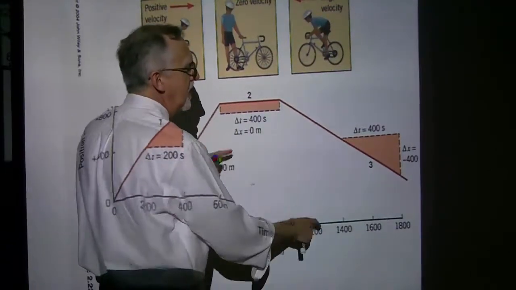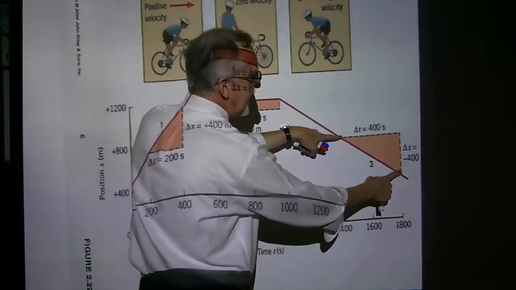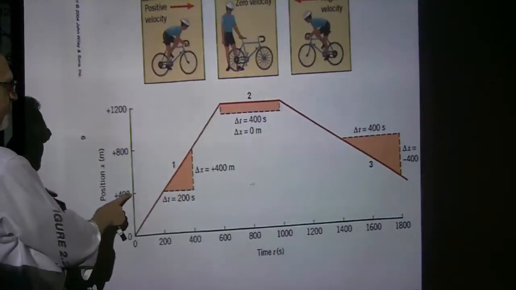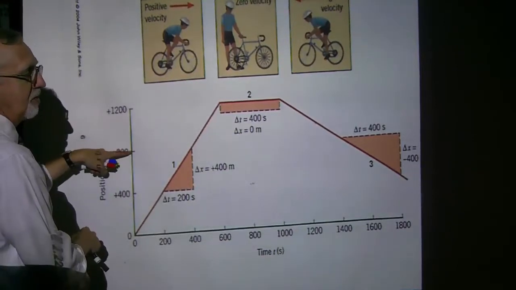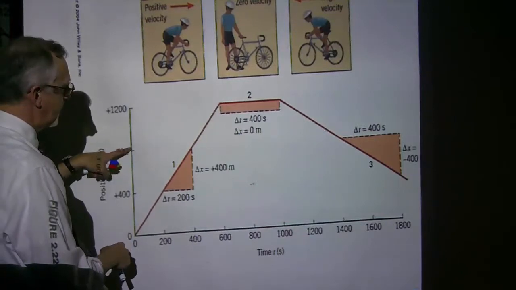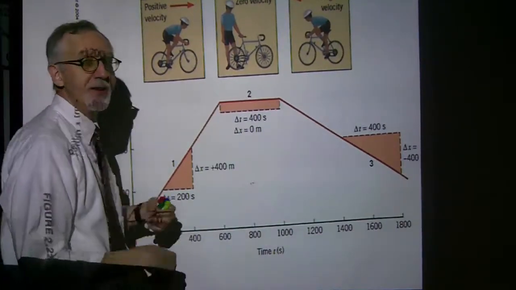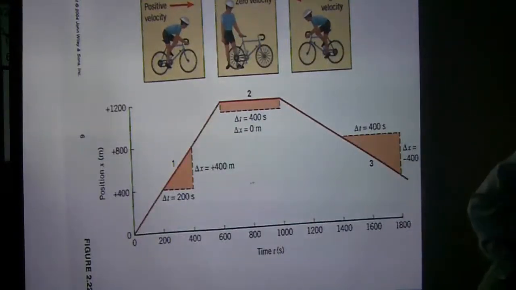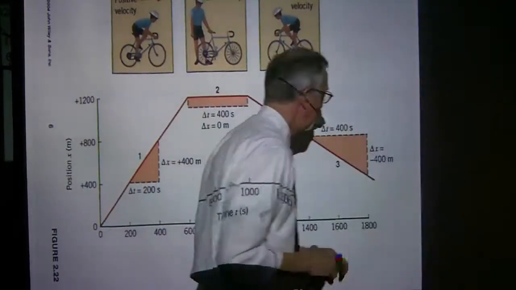What about over here? In this case, x is decreasing. So our final position is 400, initial is 800. I'm sorry, other way around. Final is 400, initial is 800. 400 minus 800 is negative 400. So delta x is negative 400 meters.